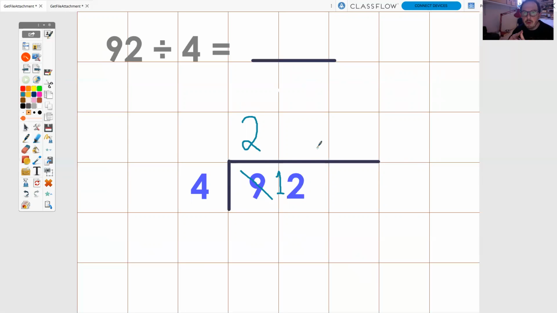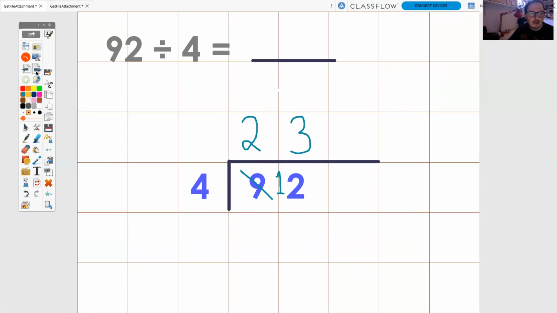Well, 1 times 4 is 4. 2 times 4 is 8. 3 times 4 is... Yeah, you're right, 12. 3 lots of 4 equal 12. So my 3 goes here. All right, and that's how I do it if I've got kind of leftover numbers. If I've got remainders, I put them into the next column and then I go again.